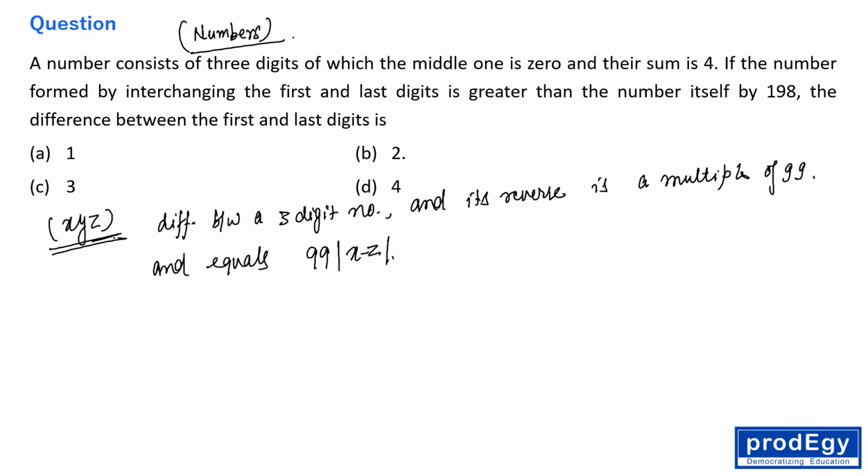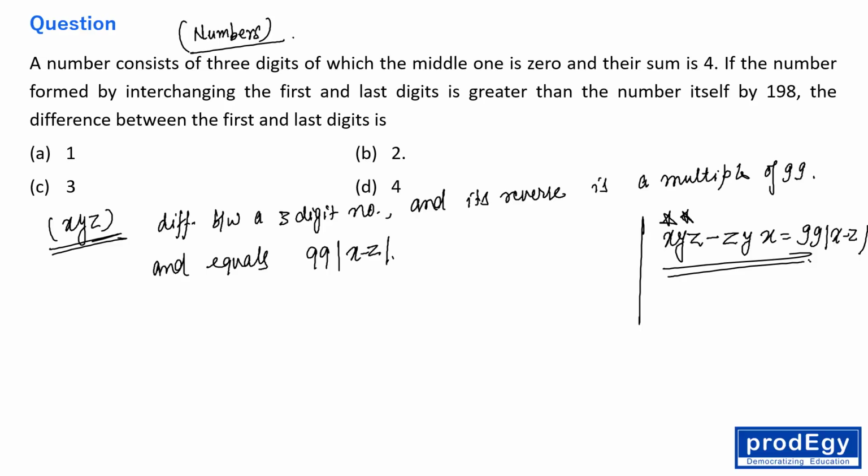It's a 3-digit number xyz, fine. So the difference between a 3-digit number and its reverse is a multiple of 99. For example, xyz is a 3-digit number, and the reverse of it is zyx. It is equal to 99 mod x minus z. This is the result, and this question is based on a very similar result, right everyone?